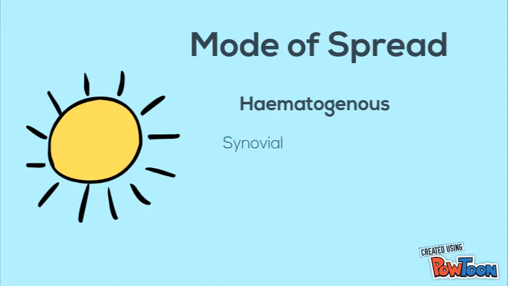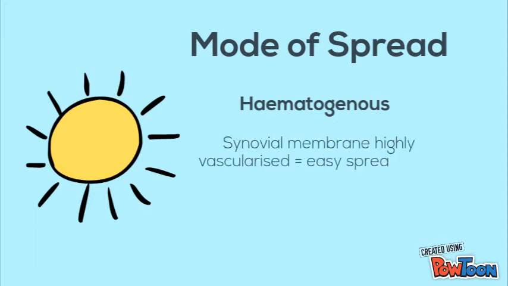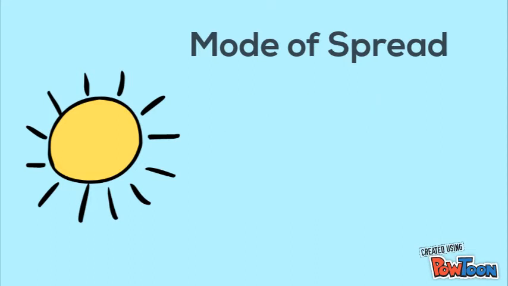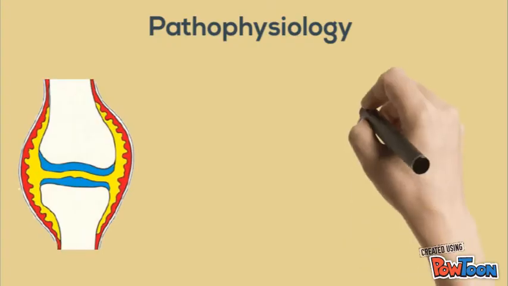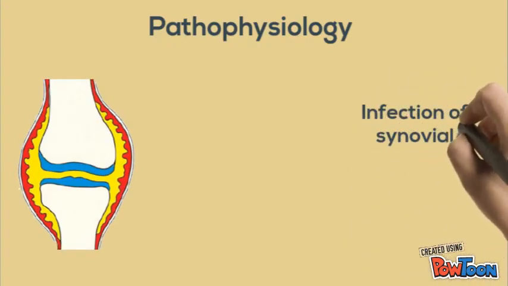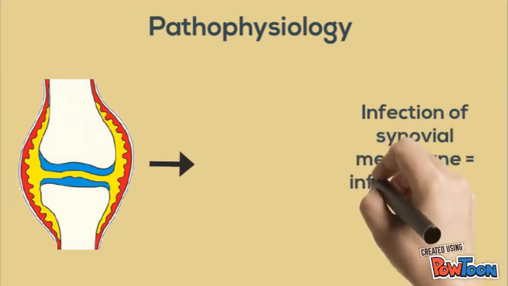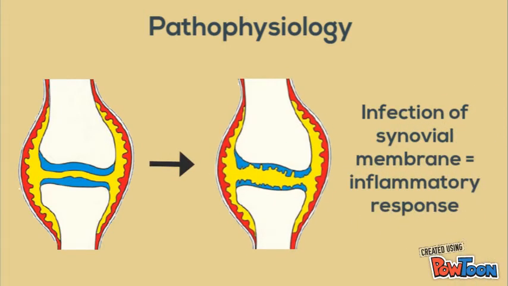The synovial membrane is highly vascularized, and bacteria can thus enter the synovial joint quite easily through the bloodstream. Other methods of inoculation include direct invasion, such as a penetrating wound, intra-articular injection or arthroscopy, or contiguous spread from an adjacent bone abscess. Infection of the synovial membrane, usually from hematogenous spread, causes an inflammatory reaction producing a purulent exudate and an increased production of synovial fluid.